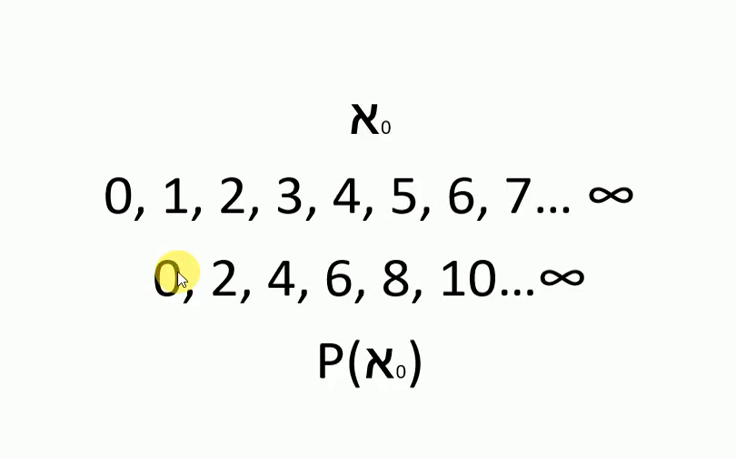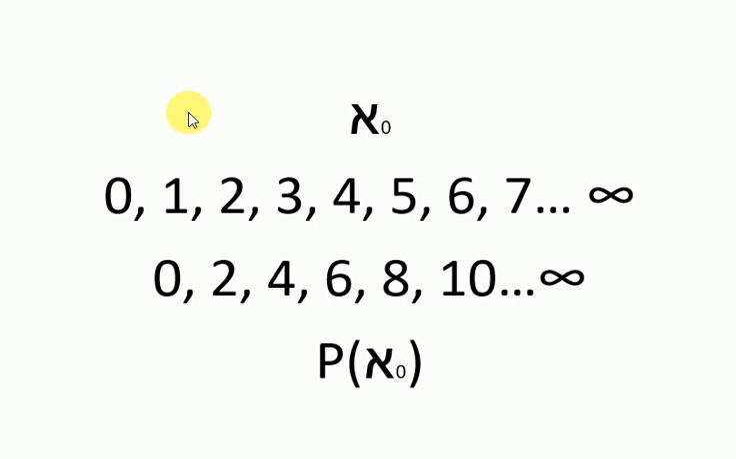A set in math is a group of things, in this case numbers. The things inside of a set are called elements. An infinite set is just a set with an infinite amount of elements.